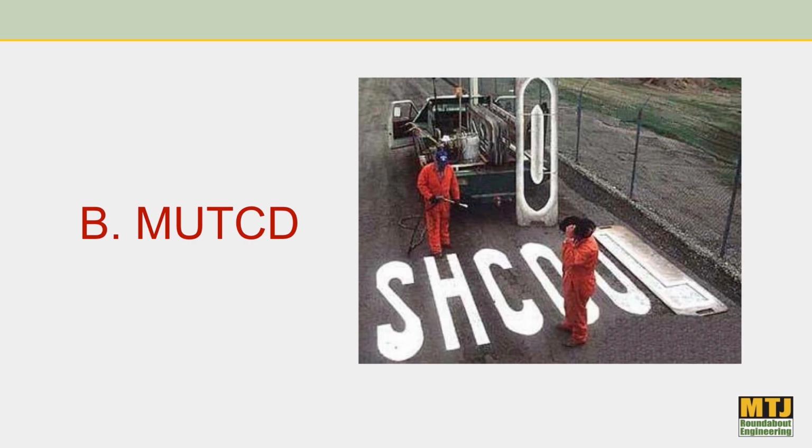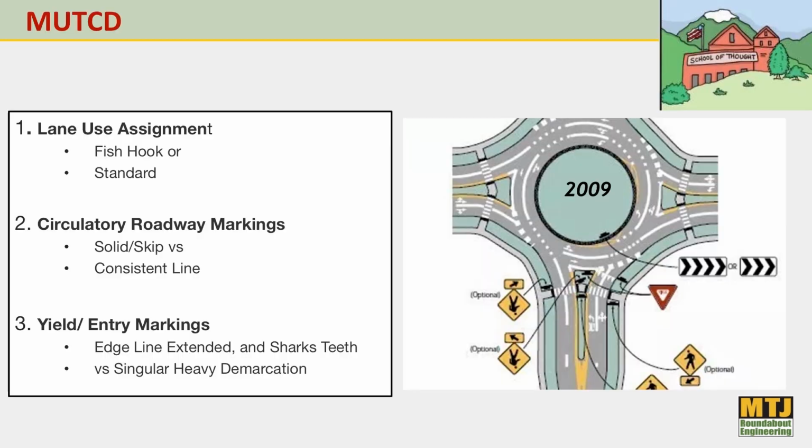All right, section B, MUTCD. There's the joke for the presentation. So we're going to look at three components: the lane use assignment, and the circulatory roadway markings, and the yield and entry markings.